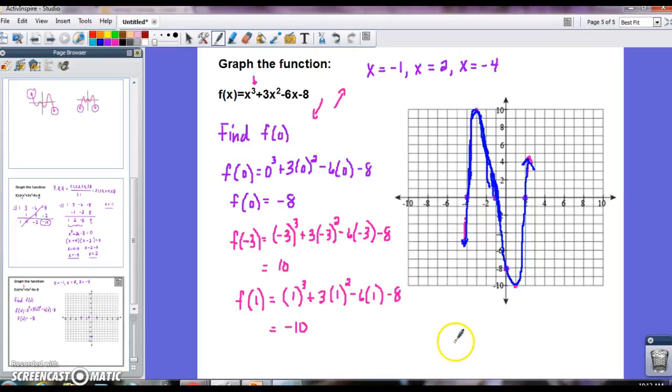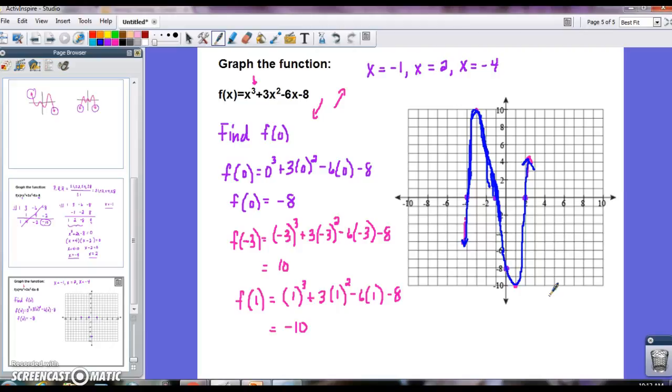Another interesting piece of information for you: I have two turning points. My graph turns here and my graph turns here. Whatever the degree of your function is, you'll always have at most one less turning point than the degree. So this is a third degree polynomial, and I have two turning points. If I had a fifth degree polynomial, I'd have 4 turning points. If I had a 4th degree polynomial, I'd have 3 turning points.